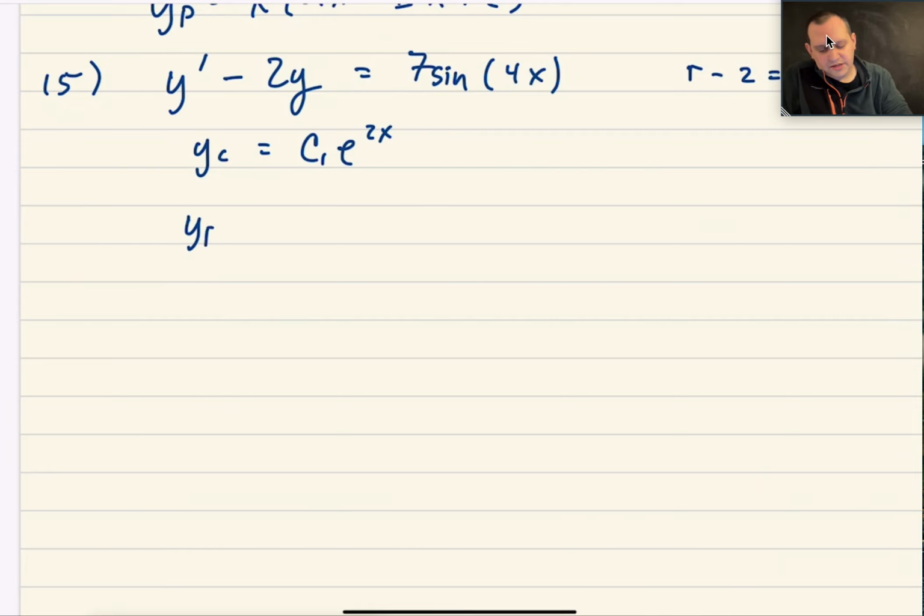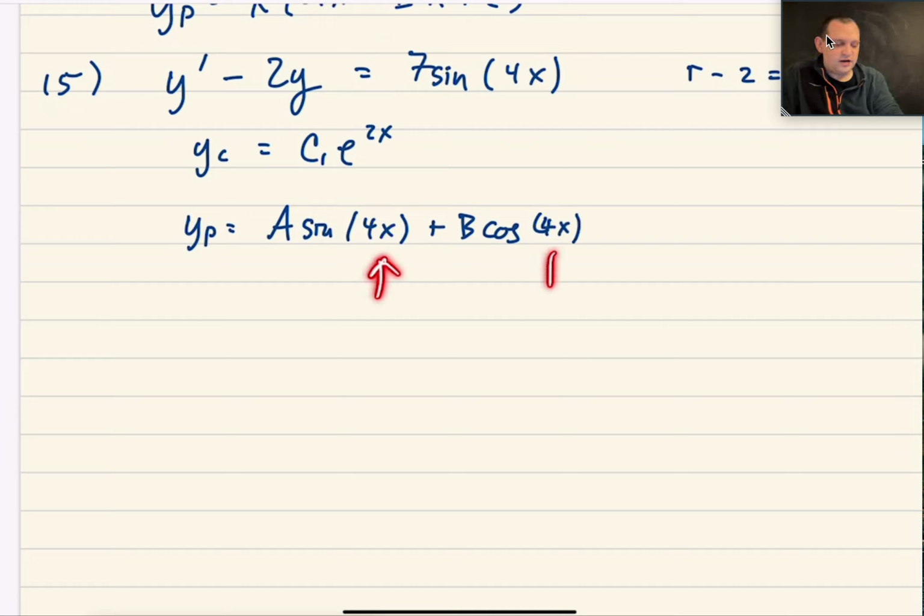And therefore our particular solution is going to be a constant times sine of 4x plus another constant times cosine of 4x. So you have to keep those angles the same inside your sine and cosine terms. Okay, so that would be your particular solution there.